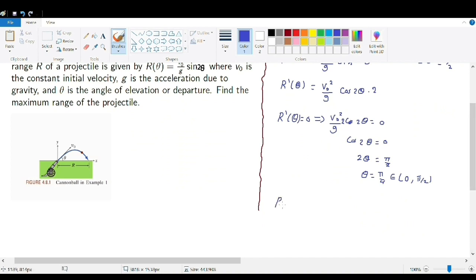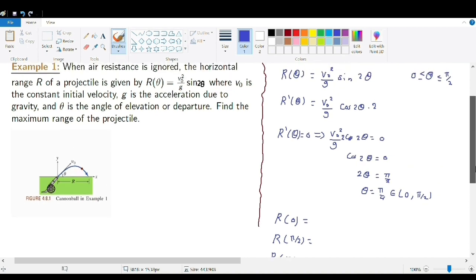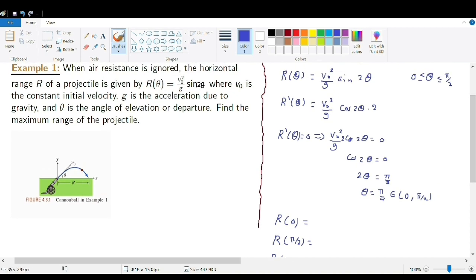So we need to evaluate R(0), R(pi over 2), and also R(pi over 4). For R(0), we go to the function R and replace theta by 0. Sine of 2 multiplied by 0 is sine 0, which equals 0, so the whole expression equals 0. For R(pi over 2), we replace theta by pi over 2. 2 multiplied by pi over 2 is pi, sine pi is 0, so this is 0 too.